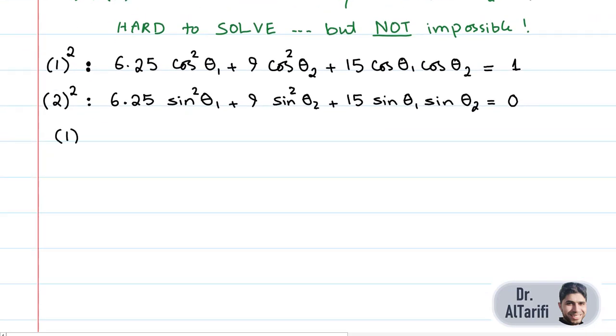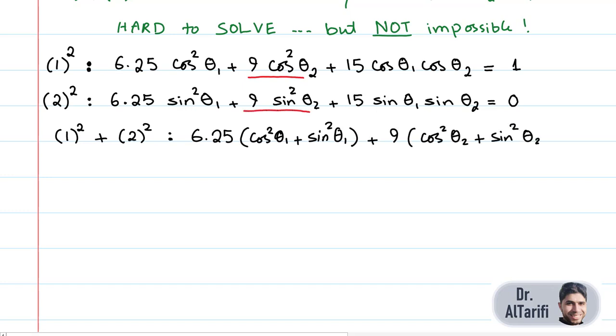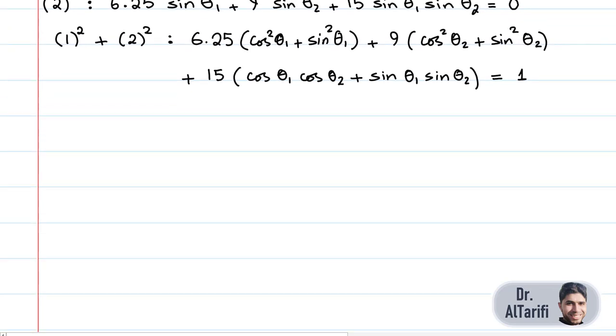Now by adding both squared equations, we'll produce couple terms containing cosine squared of the angle added to the sine squared of the same angle, which is 1 according to the very well-known identity. There is also the term cosine theta 1 cosine theta 2 plus sine theta 1 sine theta 2, which is actually the identity for cosine of the angle difference, cosine of theta 1 minus theta 2.